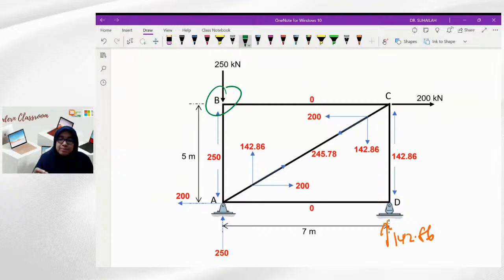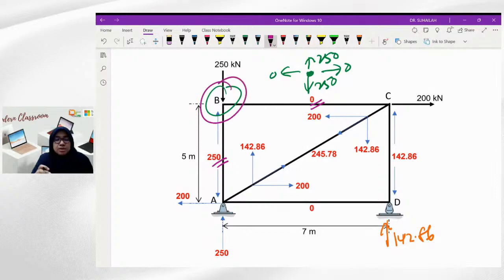Because at B, if this is 250, it must be balanced with 250. And there is no horizontal force, so this one is zero, this one also zero. That is why we get this as zero. And we get this as 250. The direction here is opposite.